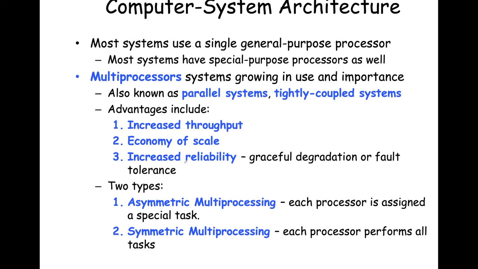Now, you might be asking, what's the reason for this? If you have more units of work crunching away on a problem, you can increase the throughput, or the amount of work being done. You can also get so-called economies of scale. It's much cheaper and more efficient if you have more units of work going than if you have one. You can also get so-called increased reliability.